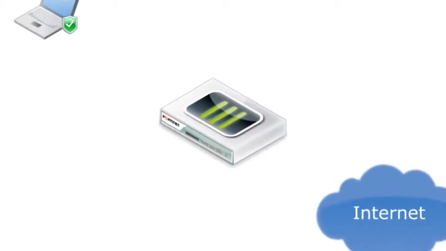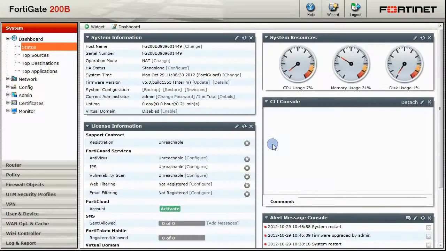Now let's take a closer look at the FortiGate setup. We begin by logging into the FortiGate. In this video, we're using a FortiGate 200B. But the same steps can be applied to any FortiGate model. There are 3 steps involved.